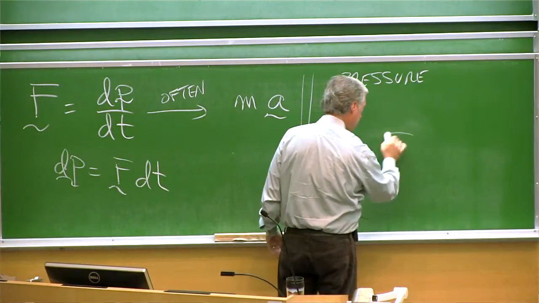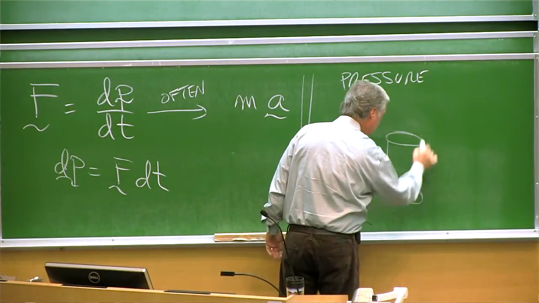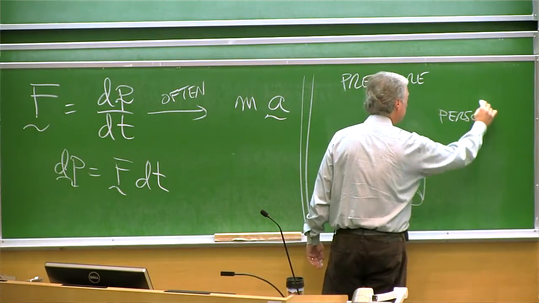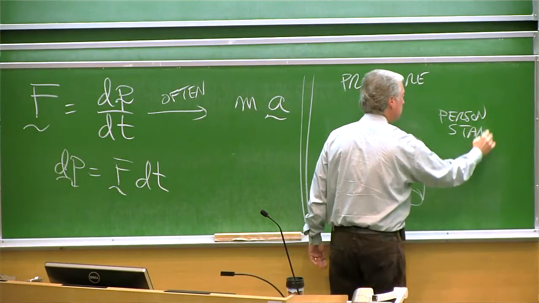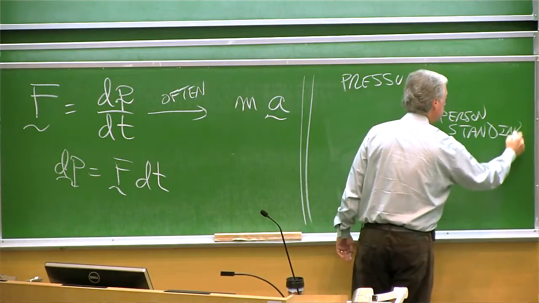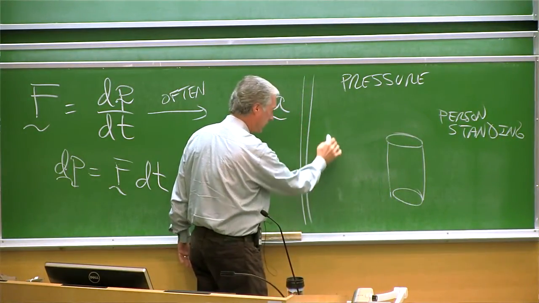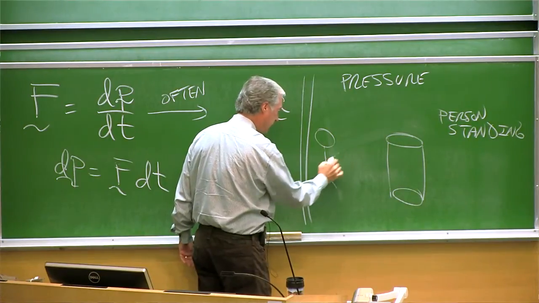Okay, here's a person. This is T. Okay, this is a person standing. All right, so actually, how would you draw a person standing? What do they look like? They're kind of like this, right?